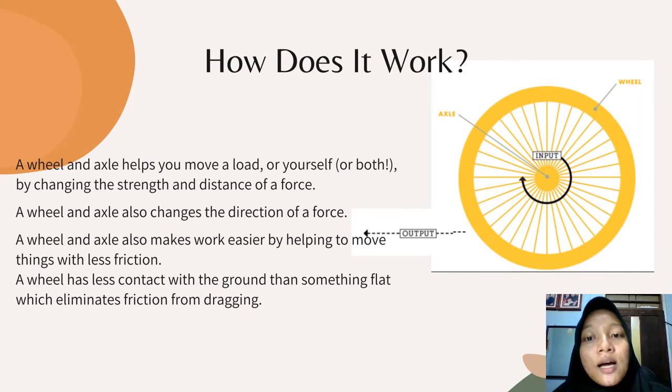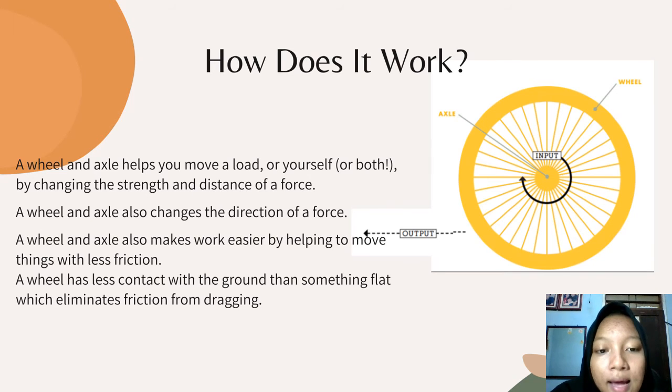So how does it work? A wheel and axle helps you move a load, or yourself, or both, by changing the strength or distance of a force. A wheel and axle also changes the direction of a force. As you sit on a bike and turn the pedals in a rotary motion in circles, the bike moves forward linearly.